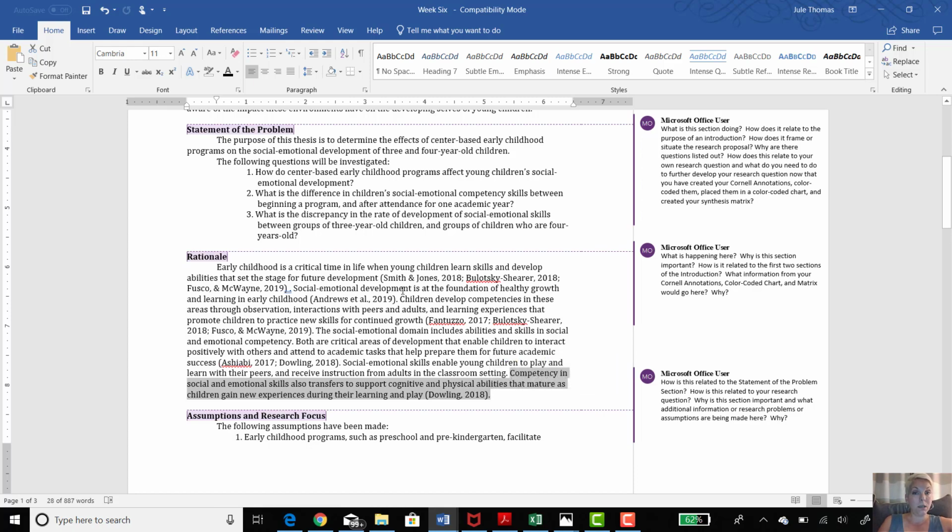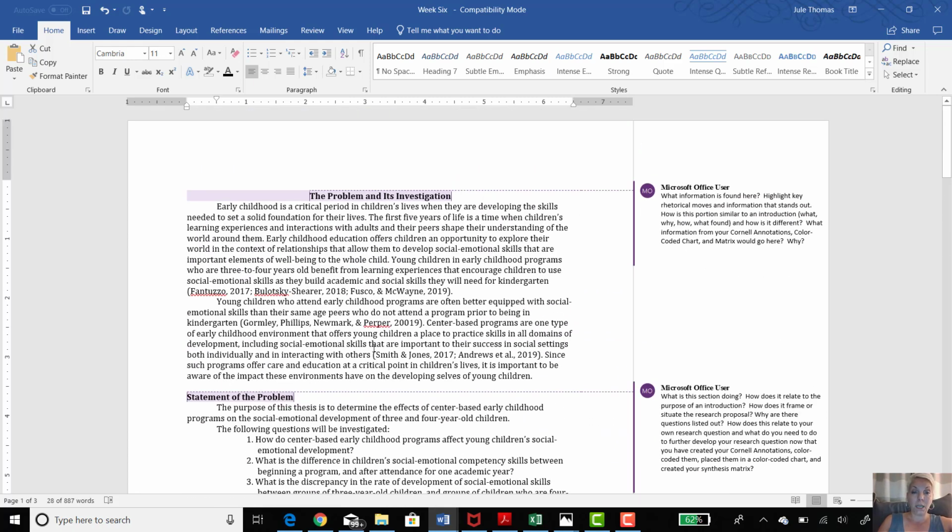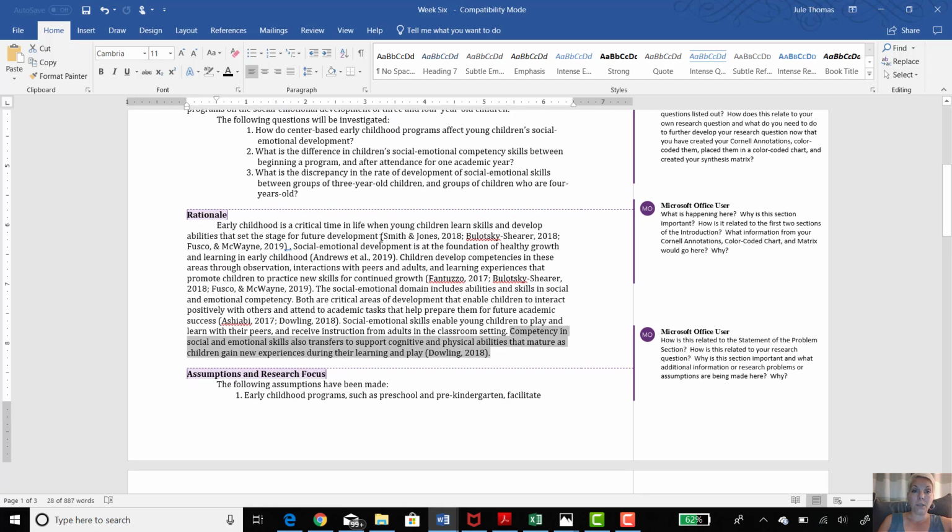But as you can also see, similar to the problem and investigation, I have listed quite a bit of research, right? Like I said, here you're supposed to be drawing on your Cornell annotations and the research that you've conducted to prove or to validate the claims that you're making in these sections. So instead of me just reading some stuff and having to somehow trust that this is something that is true, you're bringing in the research to say, here's research that validates this. Here's research that will help me rationalize why I'm saying these things and why this is important, why this research should be looked at in this way.